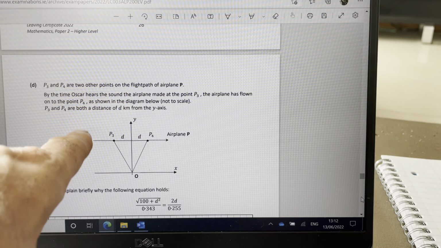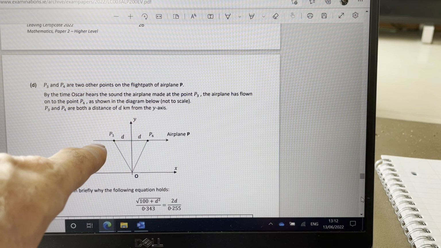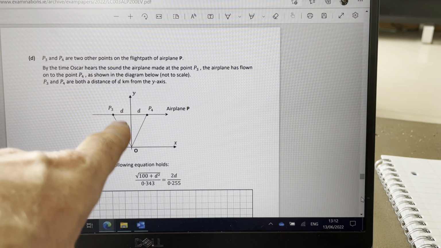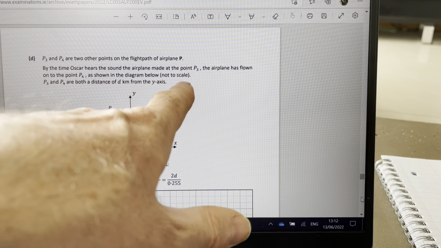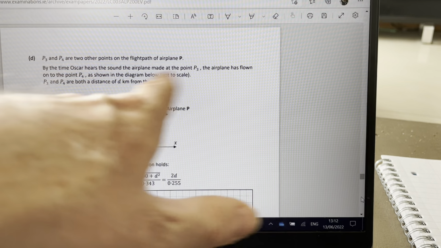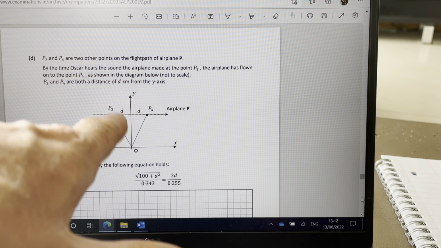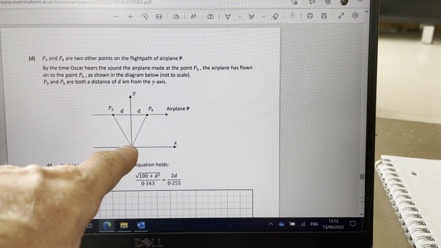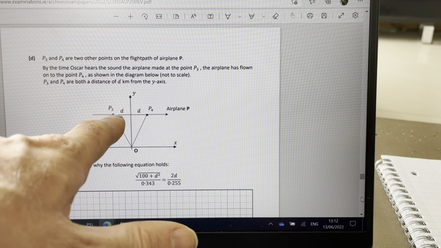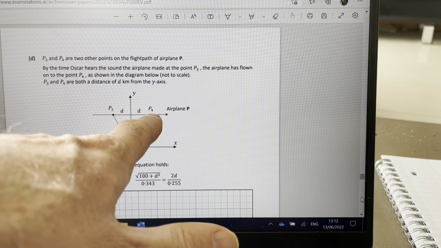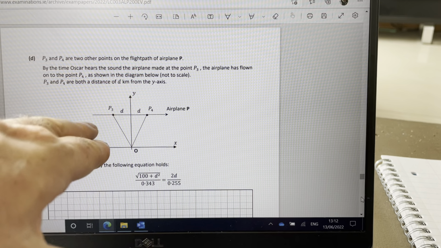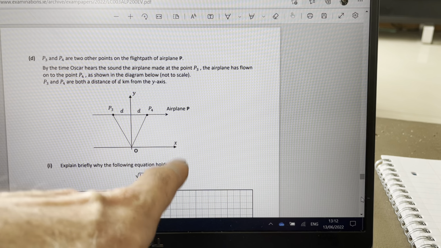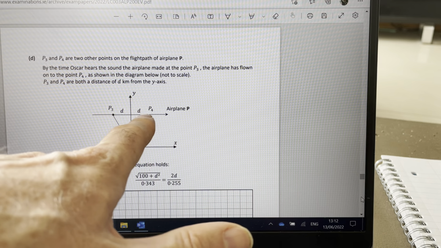Okay, this guy, the plane is flying to point P. Okay, explain why that equation holds. Well, by the time Oscar hears the sound, the plane made at P3, the plane has flown out to P4. That's a critical one. So what they're effectively saying, rephrasing it, is that the time taken for the sound to travel there is the same time that the plane goes from P3 to P4. So time for the sound is equal to the time for the plane. So time for the plane is equal to distance over speed.